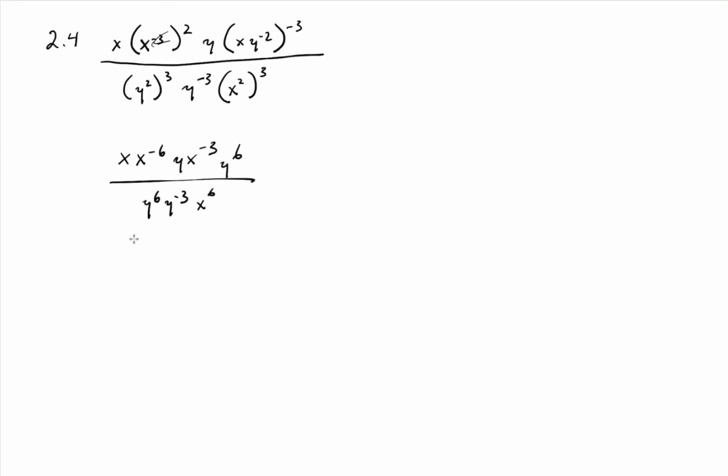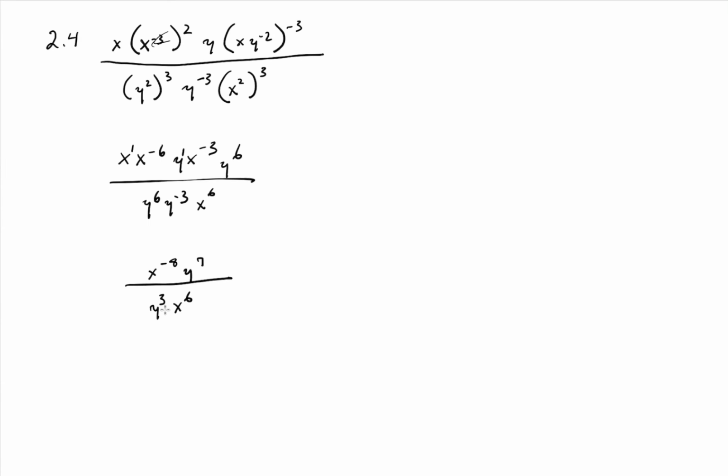Now we're going to combine our like bases, our like variable bases. And we would end up with this. Because we have x to the 1 here, that's going to be -5 and -3. It's going to give us a -8. And we have a 1 here, that's going to give us 7. Okay. On the bottom, we have y to the 3 and x to the 6, because 6 minus 3 is 3.